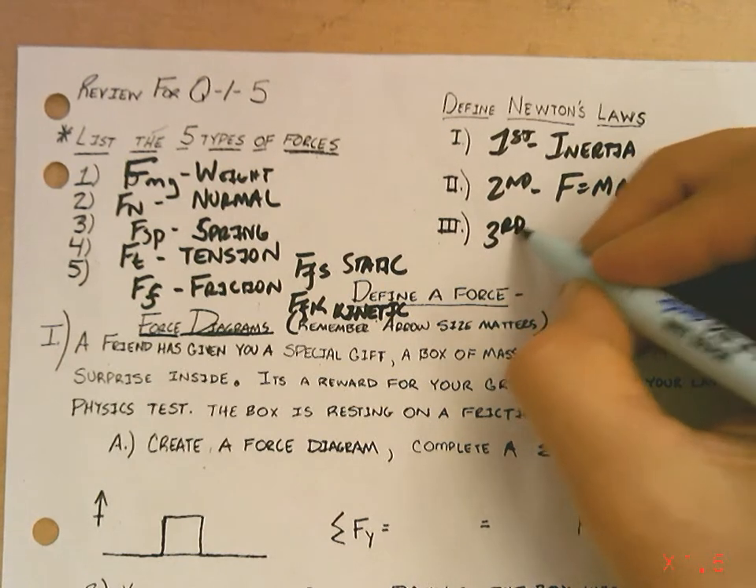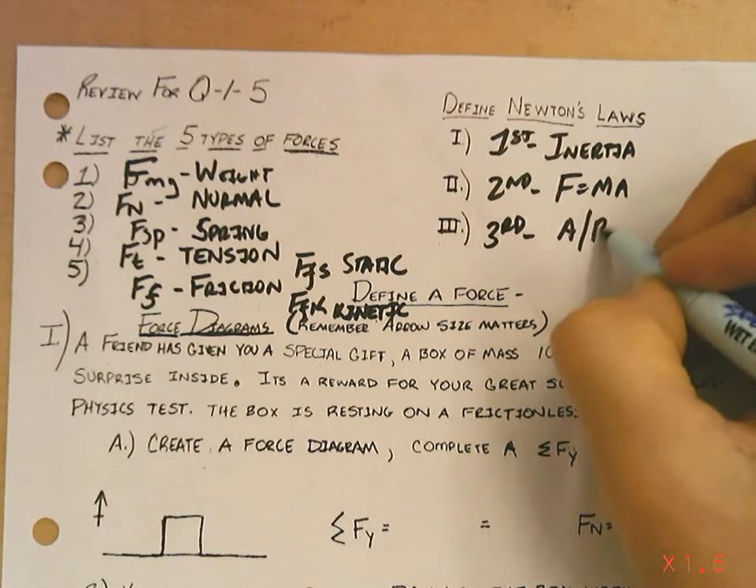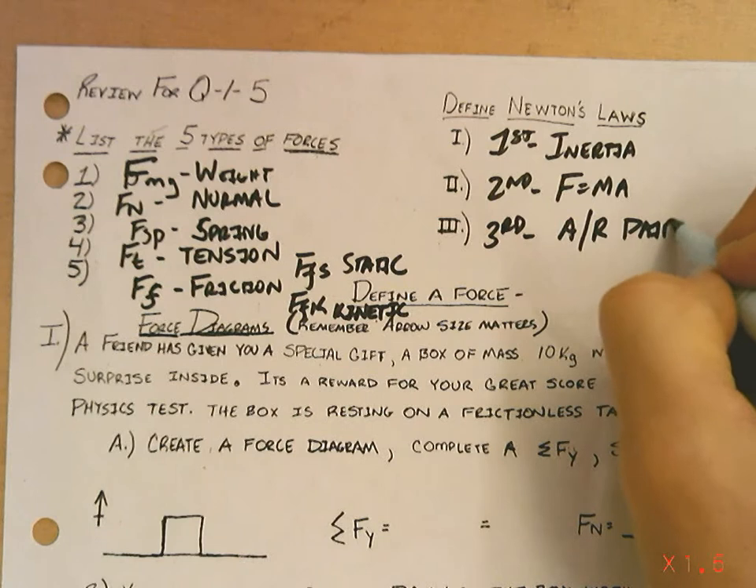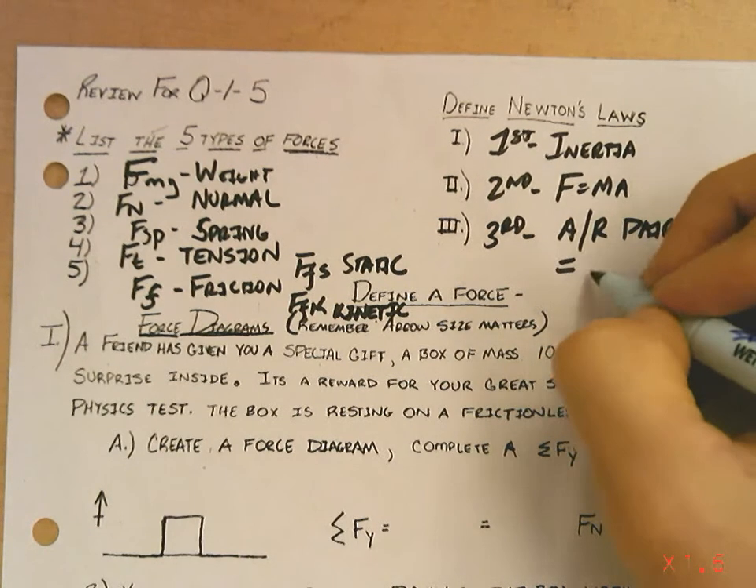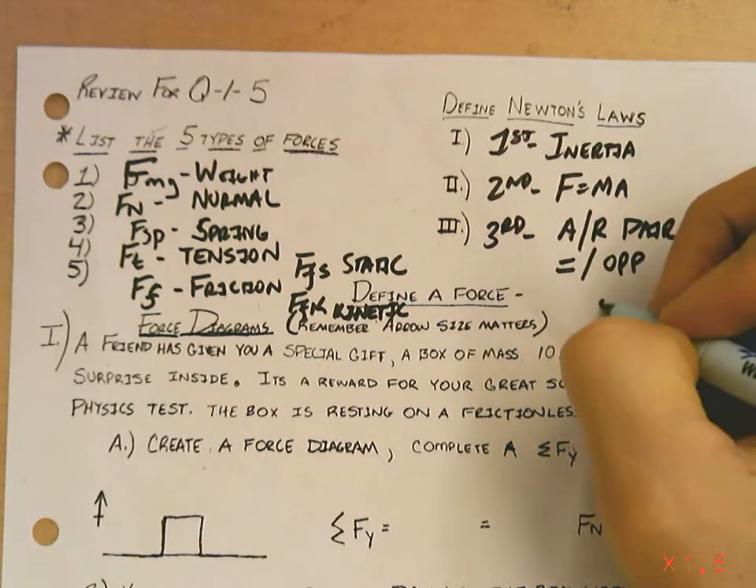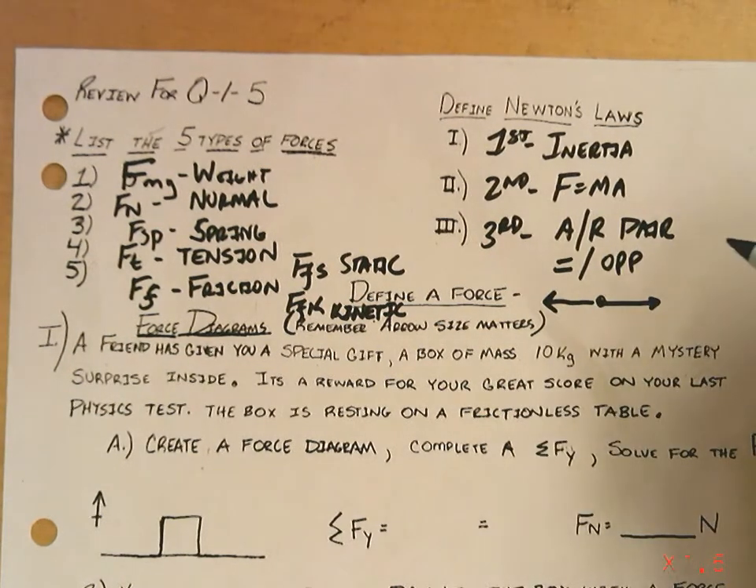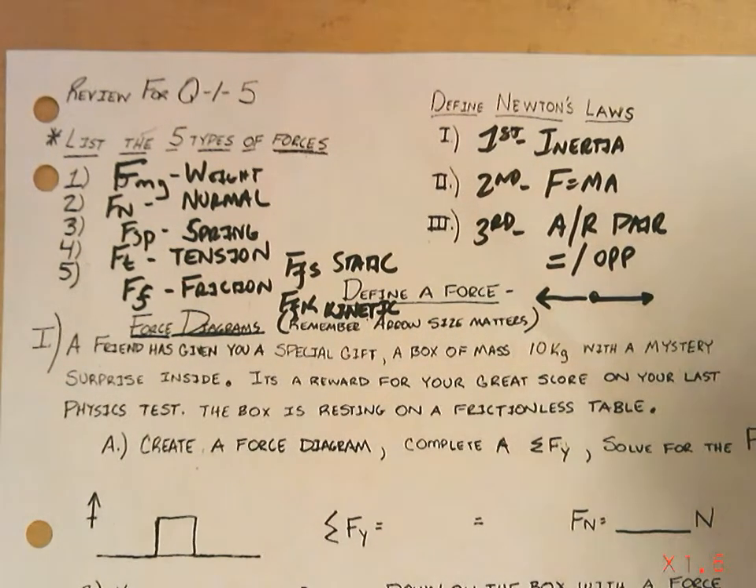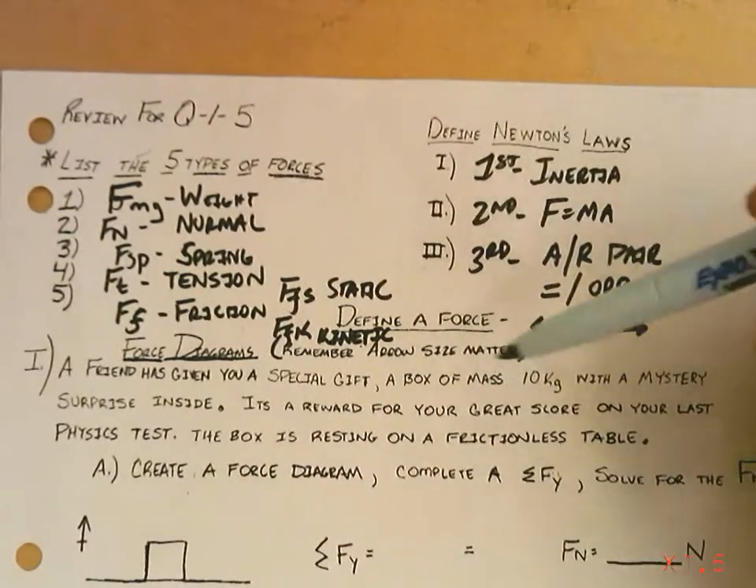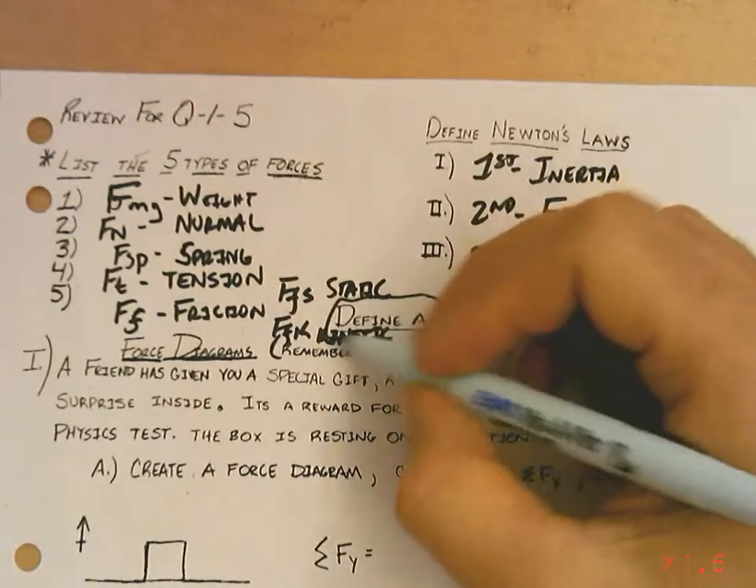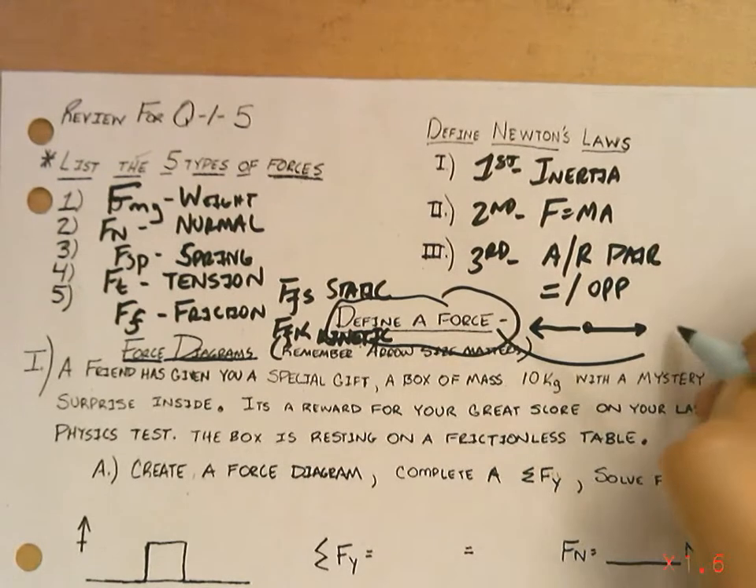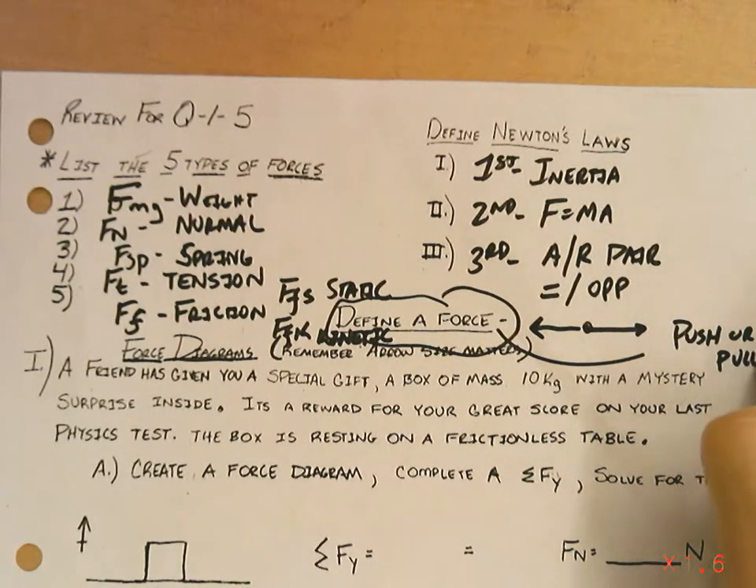Third law, you have your action-reaction pair. The second part of that is equal and opposite. It's a good idea maybe to draw some force vectors and make them the same length going in different directions, just to make sure you totally get it. So those are Newton's laws. All these Newton's laws will be applied down here. Don't skip this. Define a force. Forces are defined as simply pushes and pulls.